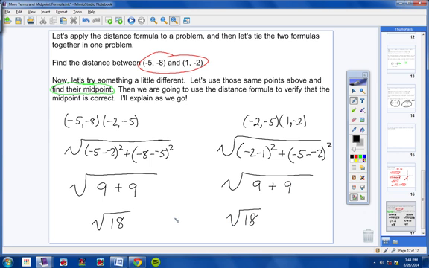So we did verify that negative 2, negative 5 is the midpoint. Because remember, here was your segment right here, and here was your midpoint right here, and we found the distance from here to here to be the square root of 18, and we found the distance from here to here to be the square root of 18. So we did it, okay?